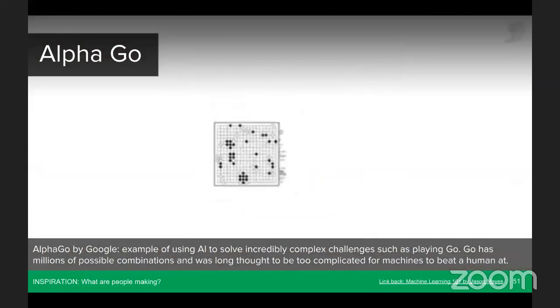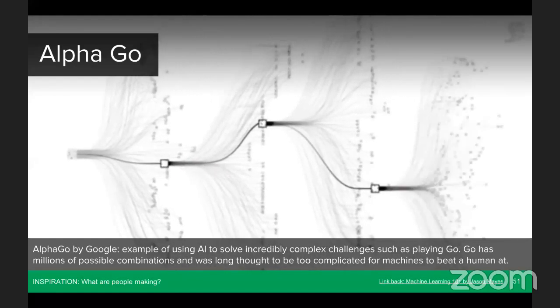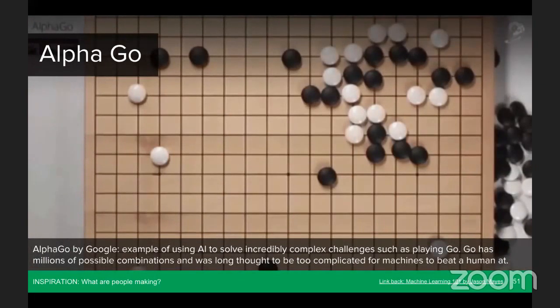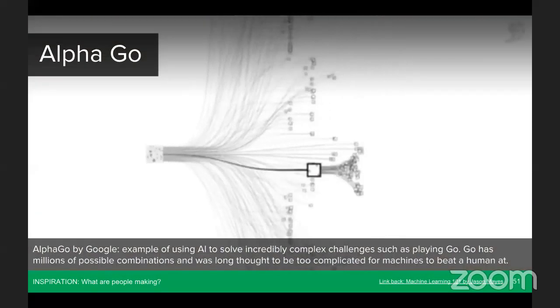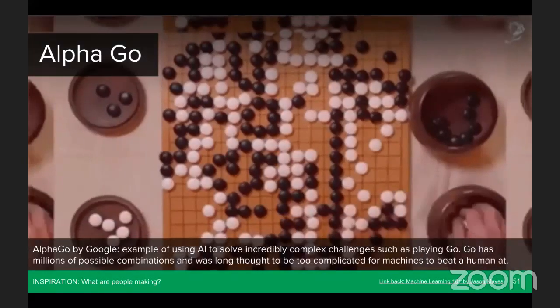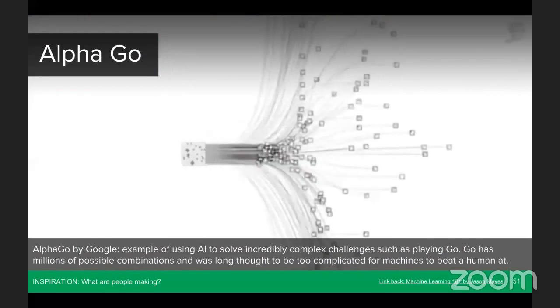And lo and behold, AlphaGo, which is by DeepMind at Google, beat the world champions at Go not too long ago. If you're interested in how they managed to do that, using reinforcement learning and all this kind of stuff, you can check out a Netflix documentary, I believe, which goes into way more detail than I can in this presentation on what they did to achieve these great results.